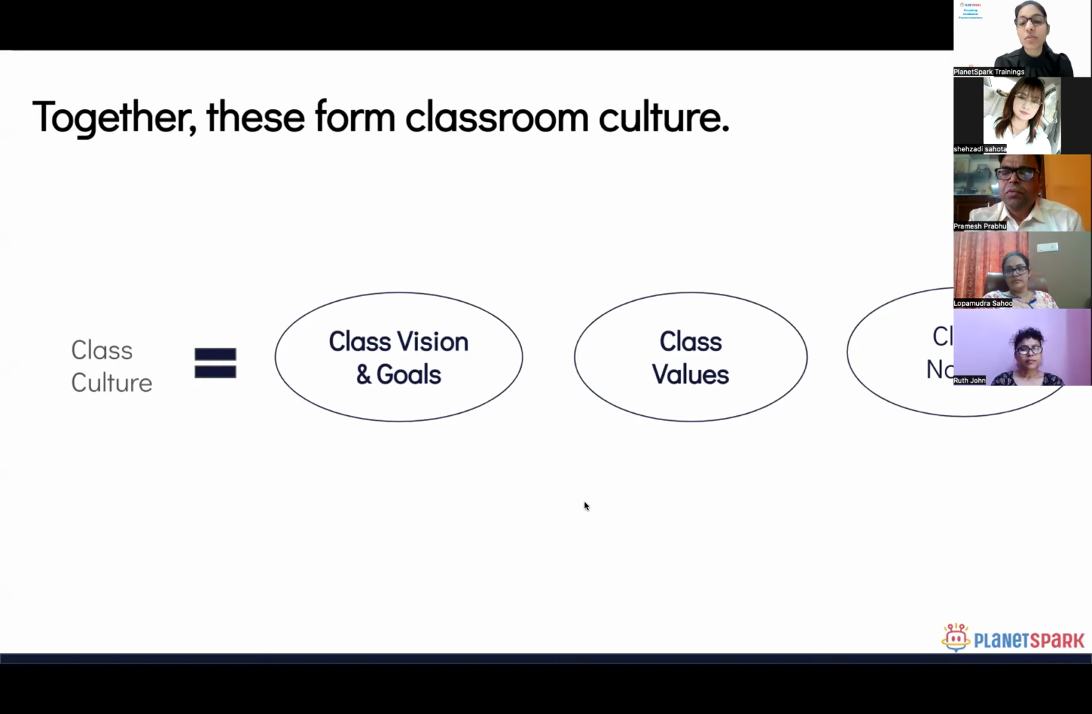How do you want your students to be? What kind of values do we want them to operate with? What is the vision they are working towards? And when I say they, I mean you and students together. And what is the goal that you have in mind, right? A very clear, specific goal. And lastly, what are the class norms or class rules?